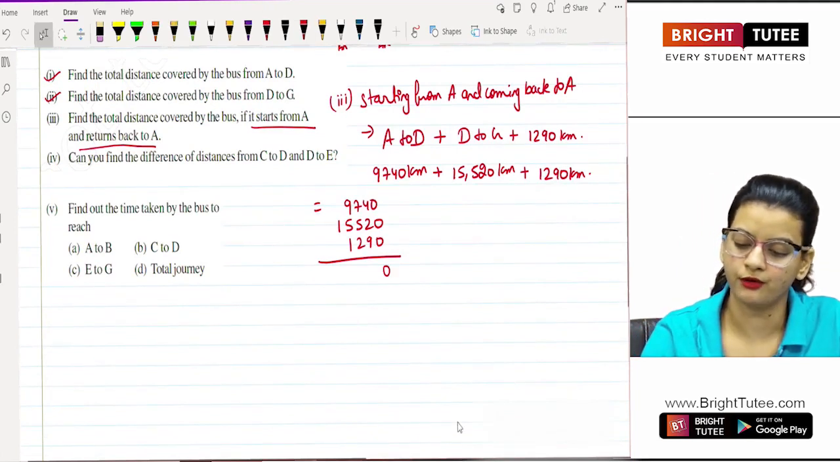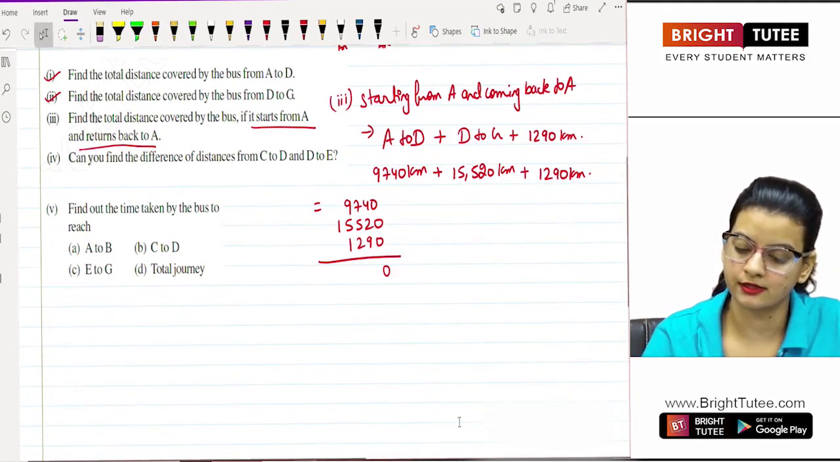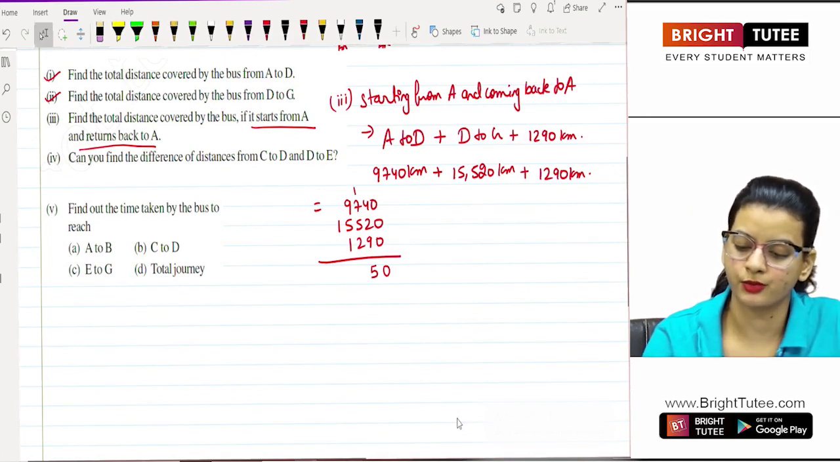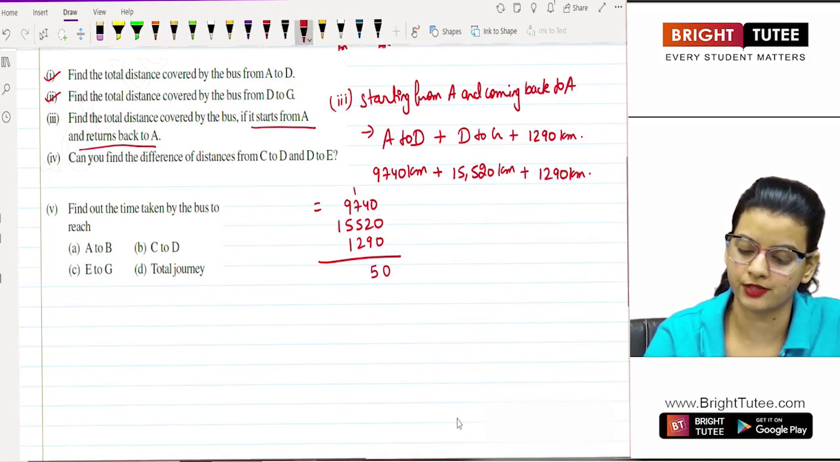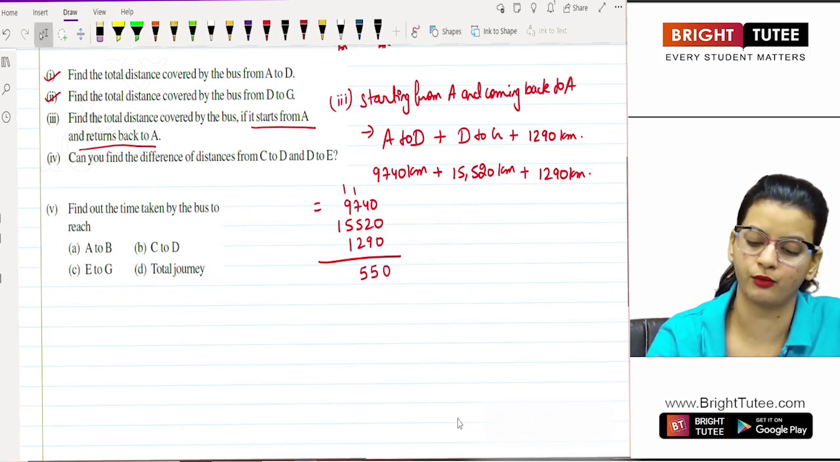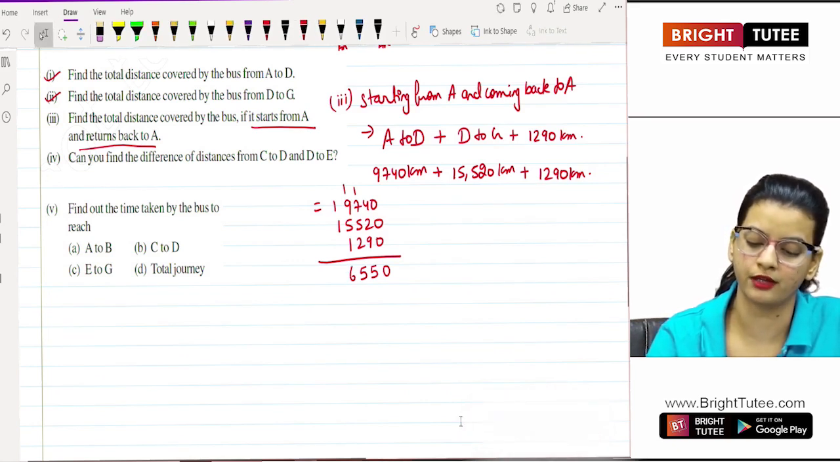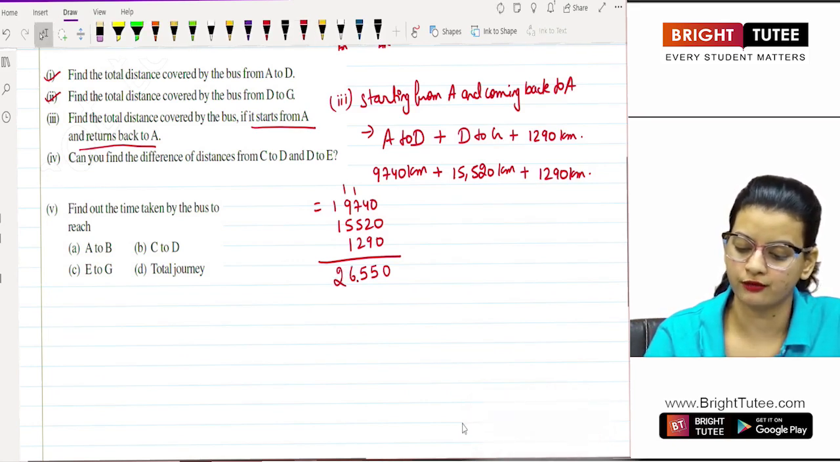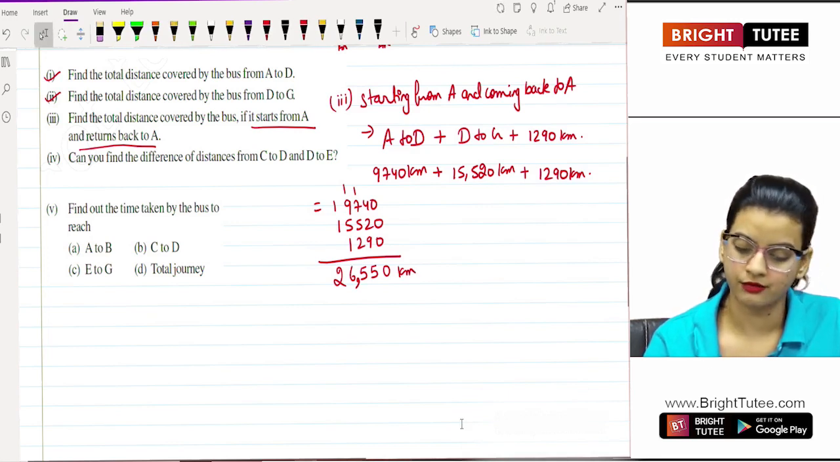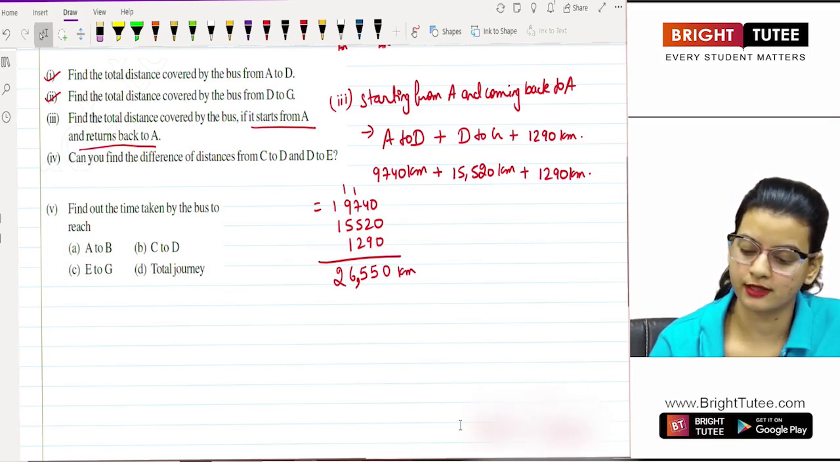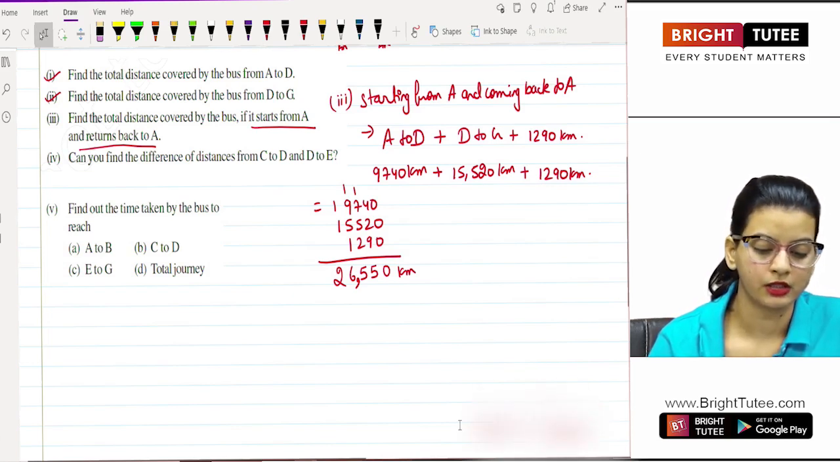So we have got 0, 4 plus 2 is 6 and 6 plus 9 is 15. So 5 carry over 1. 7 plus 1 is 8 plus 2 is 10 plus 5 is 15. So we have got 5 carry over 1. 9 plus 1 is 10 and 10 plus 5 is 15 plus 1 is 16. So 6 carry over 1 and 1 plus 1 is 2. So we have got 26,550 kilometer. So the total distance is 26,550 kilometer.